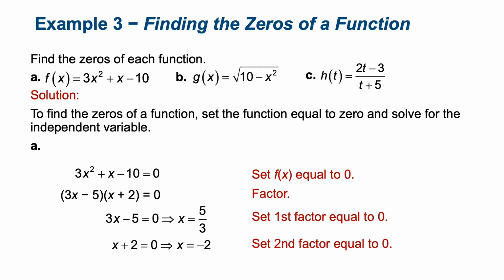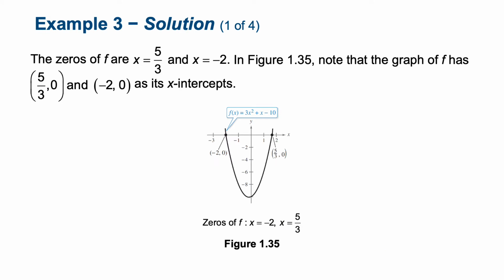So remember factoring, it's coming back up again, it's not going away. 3x times x is 3x squared. The factors of negative 10 are negative 5 and positive 2. Then by the zero product property, we let each factor equal 0. The first factor equal to 0 gives us x equals 5/3. The second factor equal to 0 gives us x equals negative 2. So the zeros of f are 5/3 and negative 2.